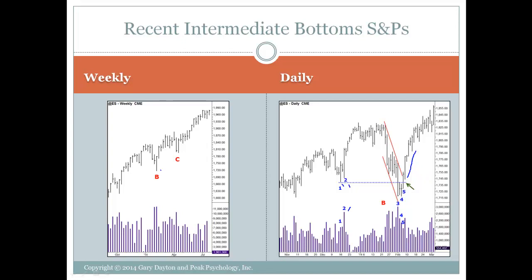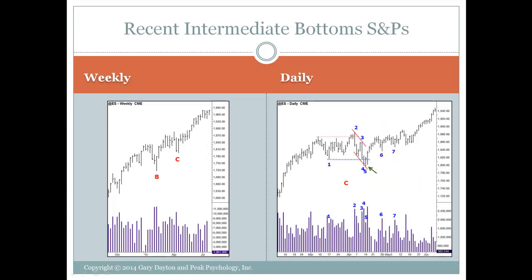Okay. And let's take a look now at C here, the last pullback that we had of any note, on the weekly anyway, and again, it's the same story. We get a down move here. We see the volume pick up. Not much progress after getting oversold here, or close to oversold in the trend channel, and then we spring that level at 1, and that's a great trade right there, because we didn't even go down and spend much time down there.